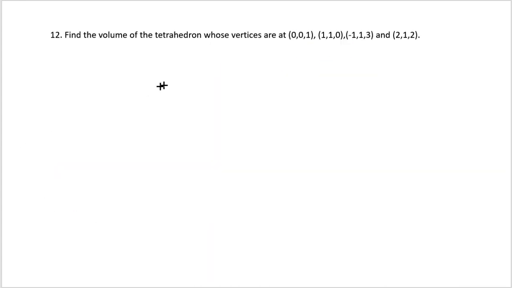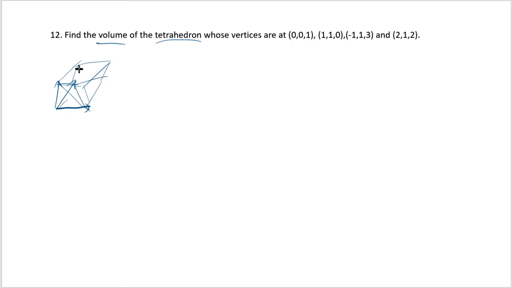Now, what if you have 4 points and you're looking for the volume of the tetrahedron? Well, in this case, you have to know that the triple scalar product gives you the volume of the parallelepiped. And the relationship between the volume of the parallelepiped and the tetrahedron is that it's 1/6 of it.